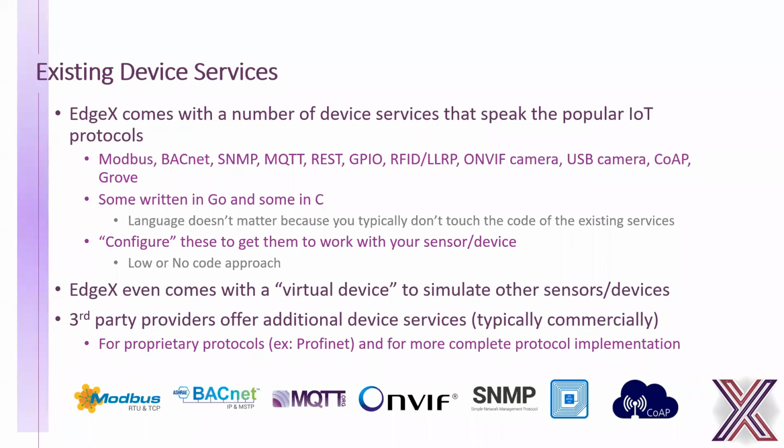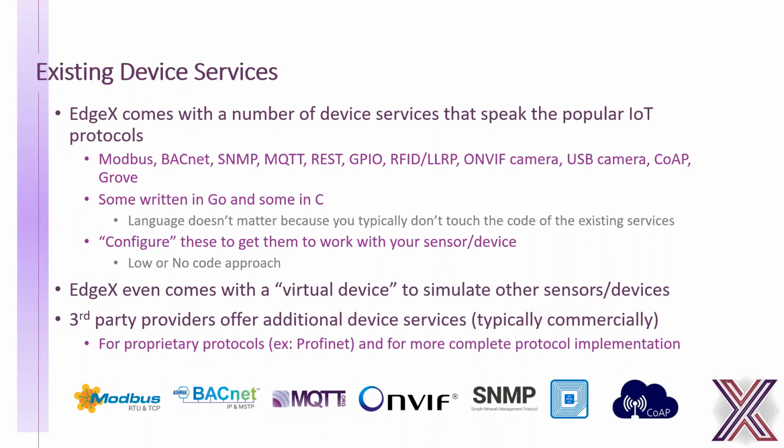In EdgeX, we have a number of existing device services that are already out there, as I mentioned. We have some for Modbus, BACnet, SNMP, MQTT, REST, GPIO, RFID sensors, which are based on the LLRP protocol, ONVIF camera services, USB camera services as well, CoAP and Grove. As you can see, a fairly substantial list of existing device services that already allow EdgeX to connect to a number of quote unquote things out there.